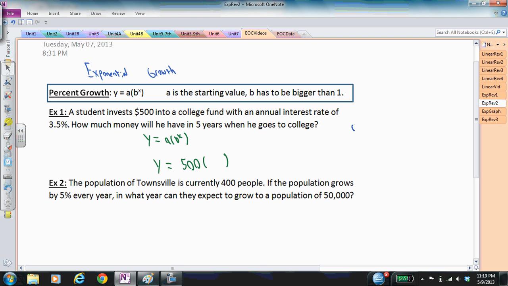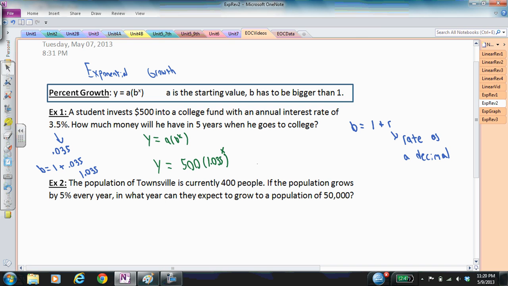So the b value in cases of percent growth is actually 1 plus r, where r is the rate as a decimal. So in this case, the interest rate is 3.5%, which as a decimal is 0.035. So b is going to be 1 plus 0.035, which is 1.035. So all that was to figure out the b value, 1.035 raised to the power of x. So that's the equation that represents the situation.